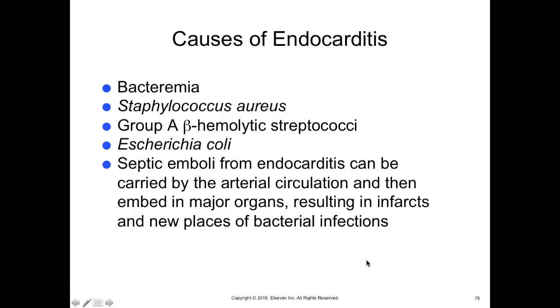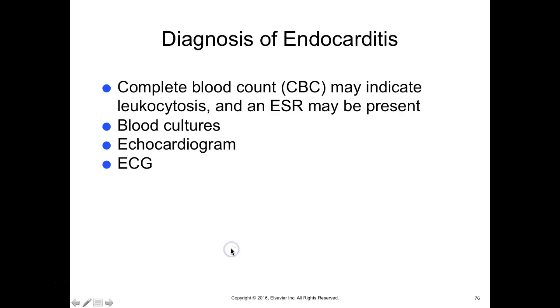Causes: bacteremia, Staphylococcus aureus, Group A beta hemolytic streptococcus, which causes strep throat, and E. coli, Escherichia coli, which causes most urinary tract infections. Septic emboli from endocarditis can be carried by the arterial circulation and be embedded in major organs, resulting in infarcts and new places of bacterial infections.